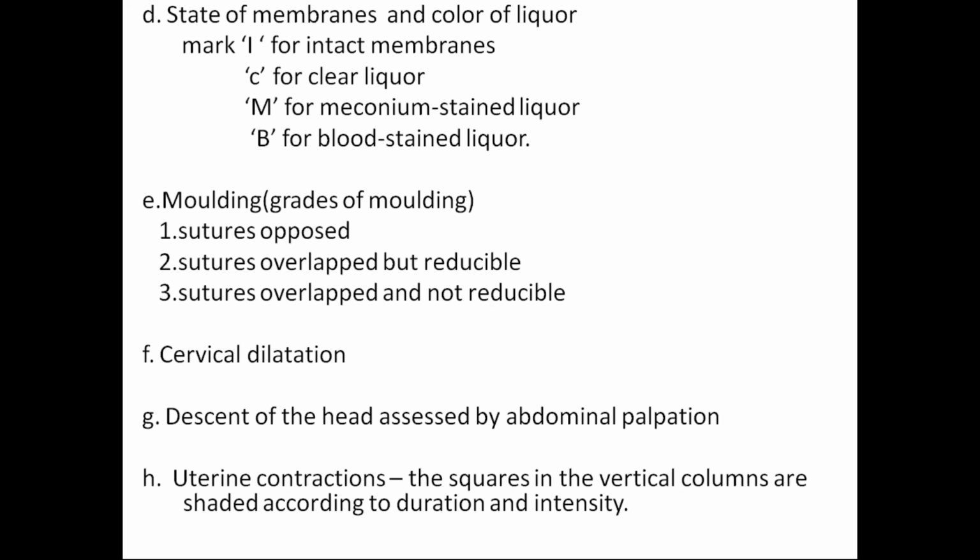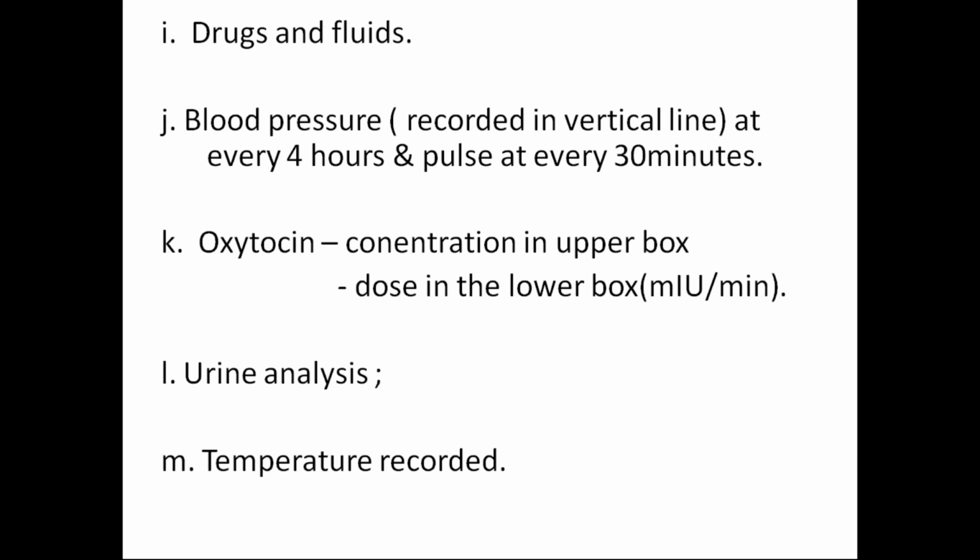Next we will mark the cervical dilatation. Next, descent of the head is assessed by abdominal palpation. We will palpate abdominally and we'll mark the descent of head in the partogram. And we'll write next the uterine contractions. Usually we will plot them in the squares like dots, and we will shade them according to the duration and intensity of the uterine contraction.